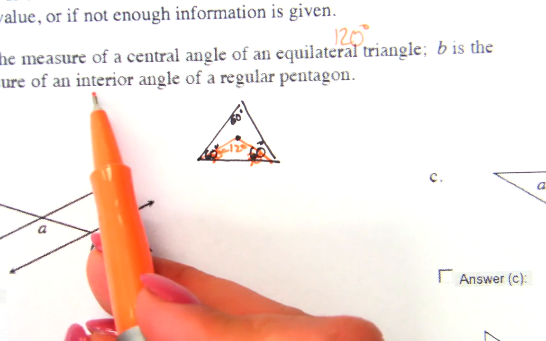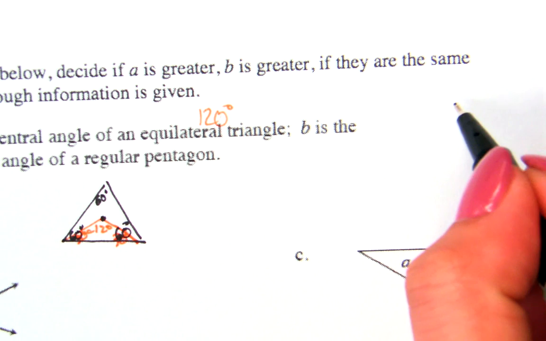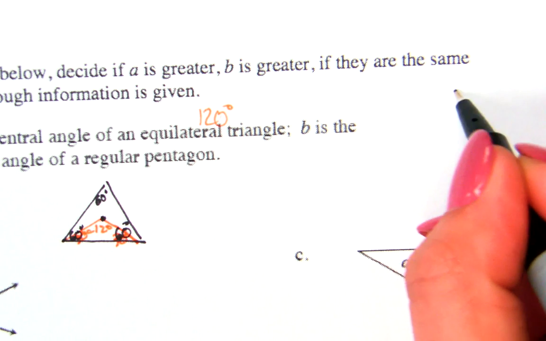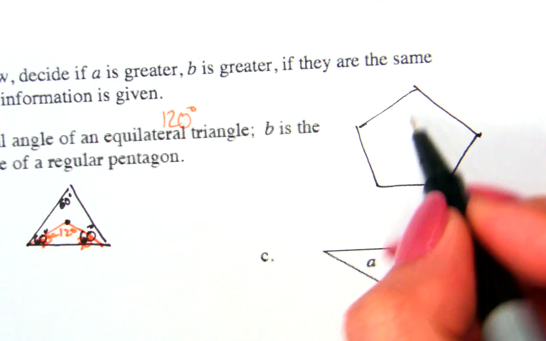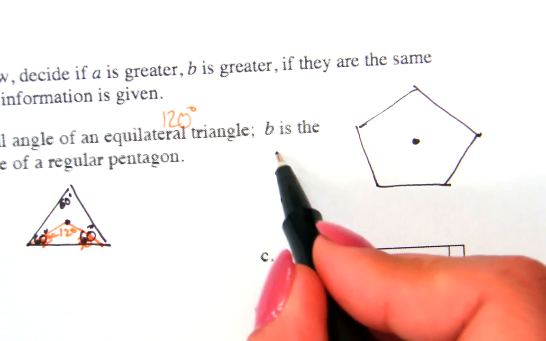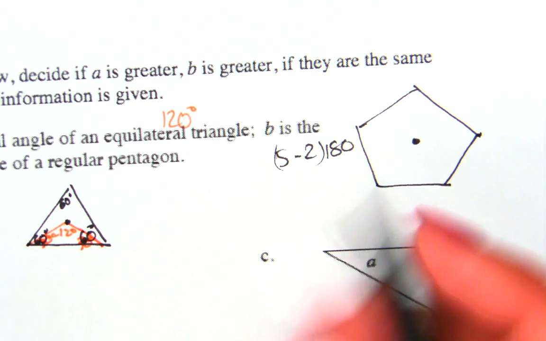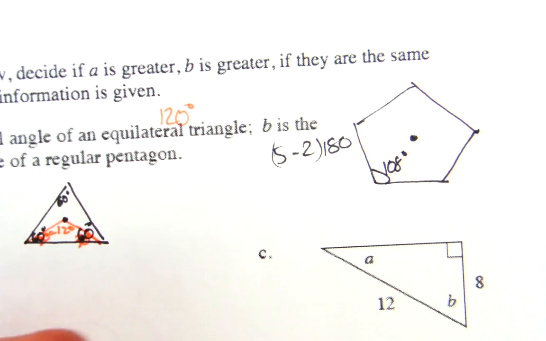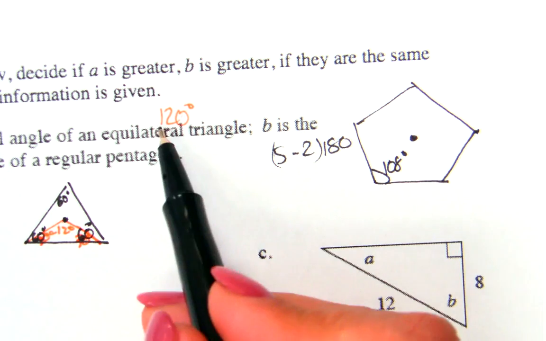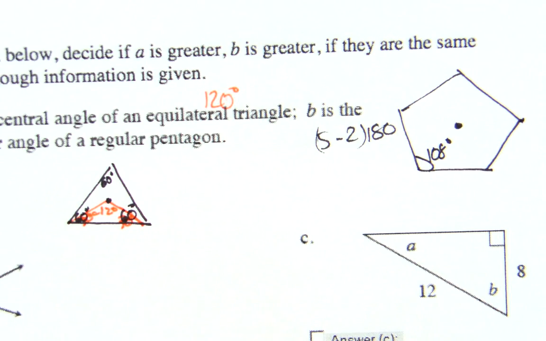B is the measure of an interior angle of a regular pentagon. Okay, so pentagon. Five sides, so 5 minus 2 times 180. So 3 times 180, 540 divided by 5, because it's regular, is 108, 108 degrees. Okay, they're not the same. Interior angle of a regular pentagon. So almost, but not, actually not really almost at all. So that's 108, that's 120, so they're not the same.